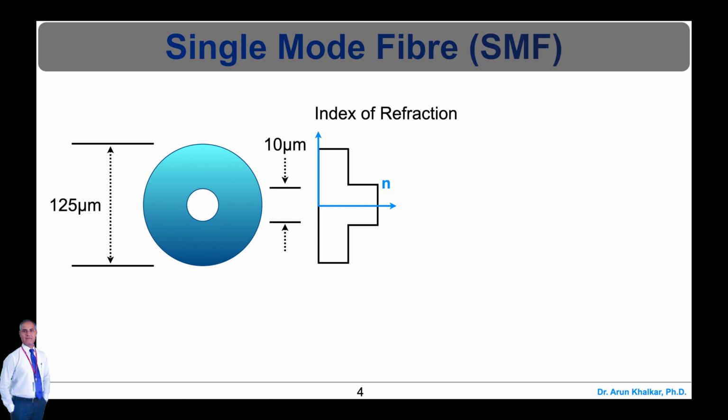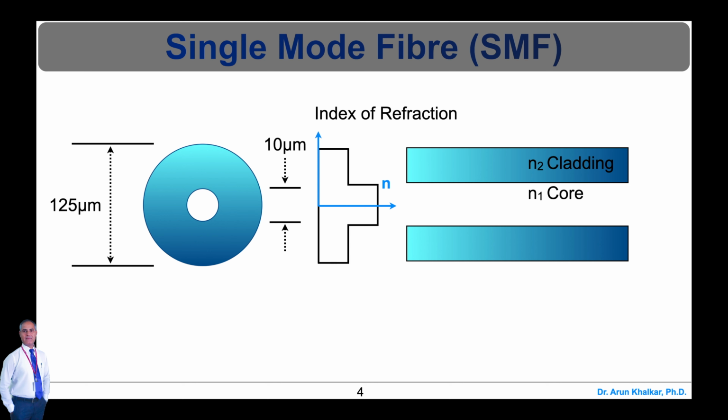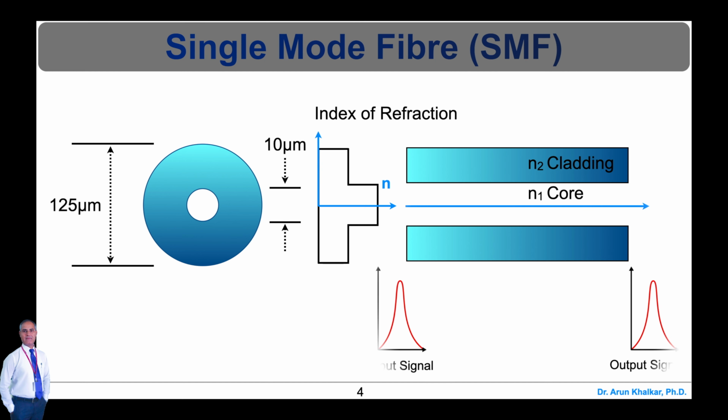This is the index of refraction, where n is the mode of transmission of the signal. This is the optic fiber cable with core having refractive index n1, whereas for the cladding the refractive index is n2. In single mode fiber, the input signal and the output signal are shown over here. Both these signals are almost similar, so no modification is observed.